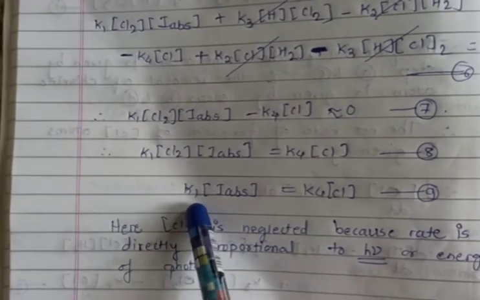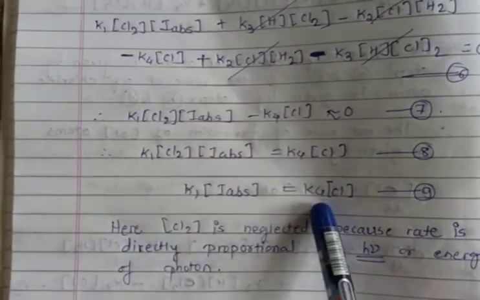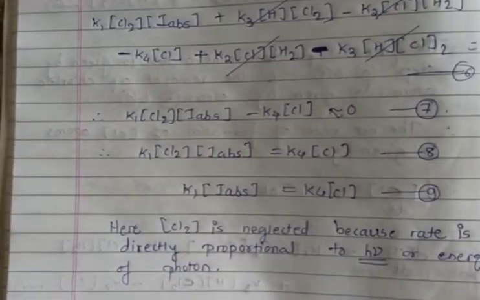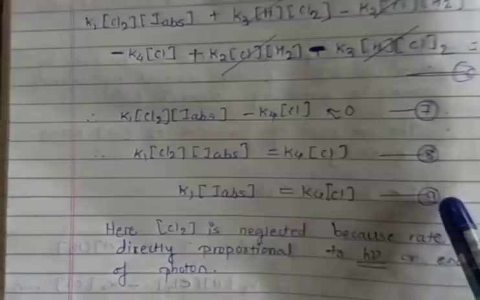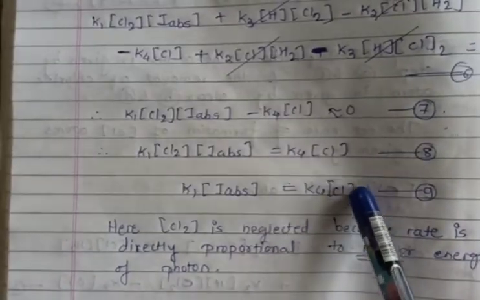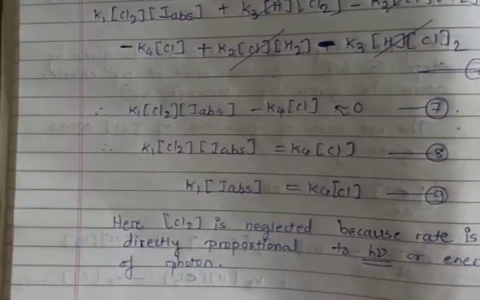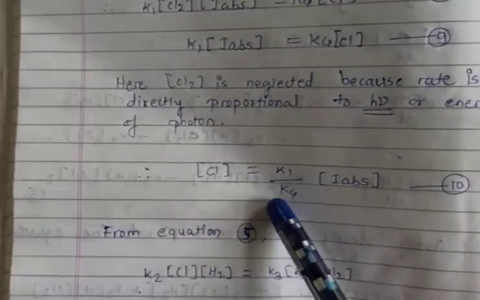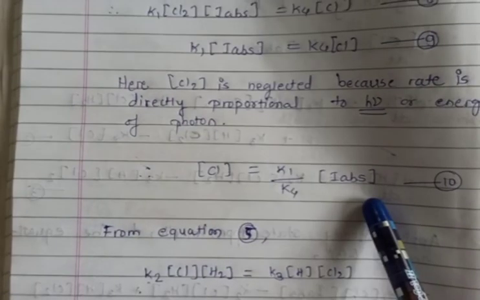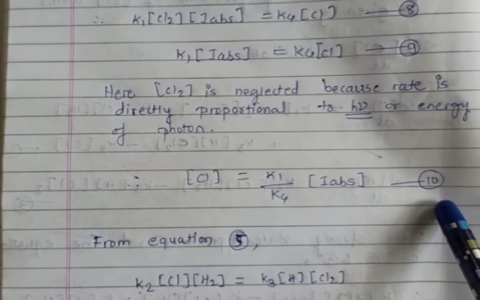That's why Cl2 is neglected. Now the equation became K1 into concentration of I absorbed is equal to K4 into concentration of Cl. This is our equation number 9. Now we will find out the concentration of Cl. Just transfer this K4 to the left side. Now concentration of Cl is equal to K1 divided by K4 into concentration of I absorbed. This one is our equation number 10.